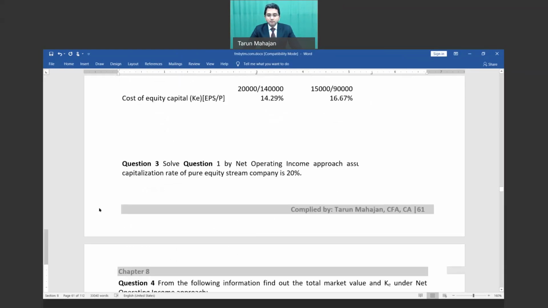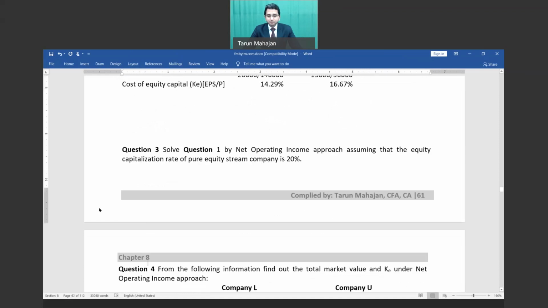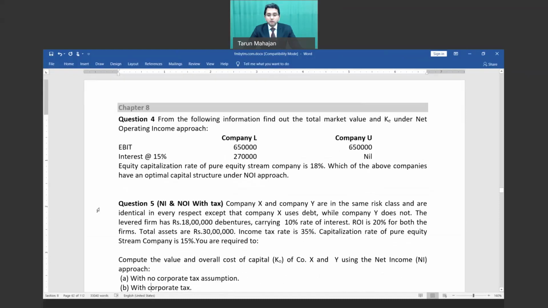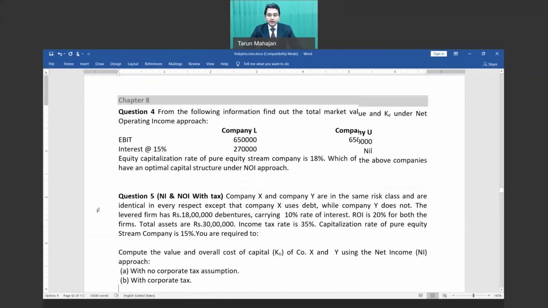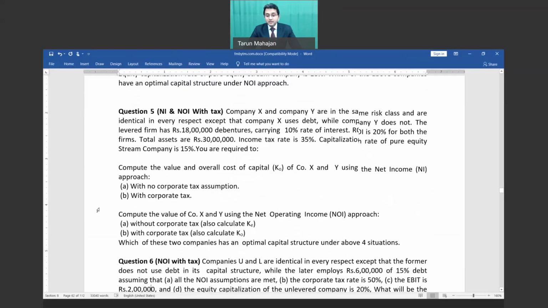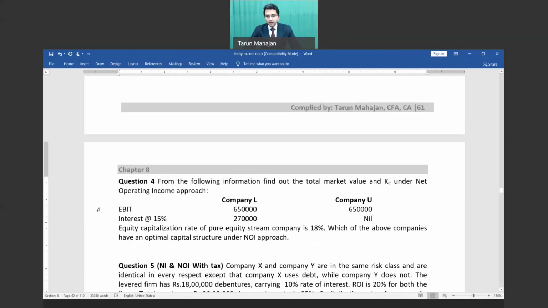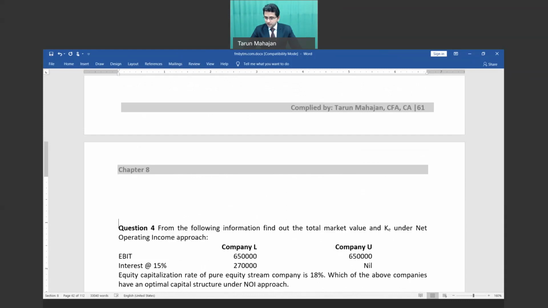Okay. Now the next thing. So the thing here is NI and NOI is done. But let me tell you one thing. Without income tax, the NI approach assumes there is no income tax. But when we introduce income tax in the NI approach, its conclusion remains the same. So I will write all the conclusions at one place.